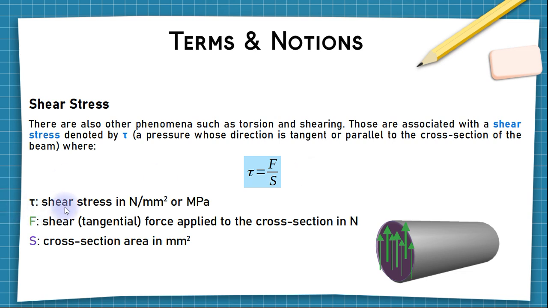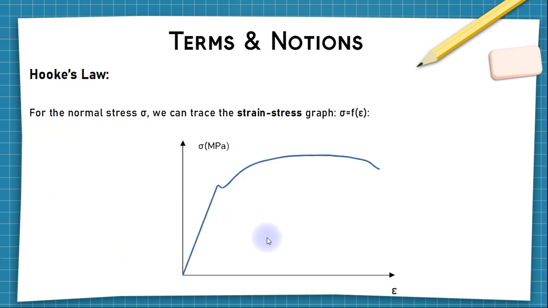Here we got tau, the shear stress in newton per millimeter squared or megapascal. F is the tangential or shear force applied to the cross-section in newtons. As you can see here, the force is within the plane and it's not perpendicular to it. And the S or A is the cross-section area in millimeters squared.